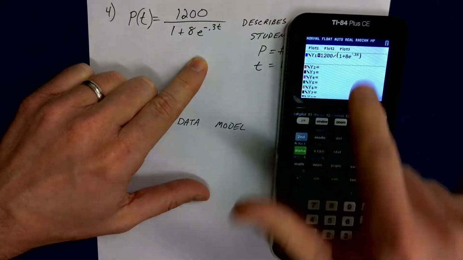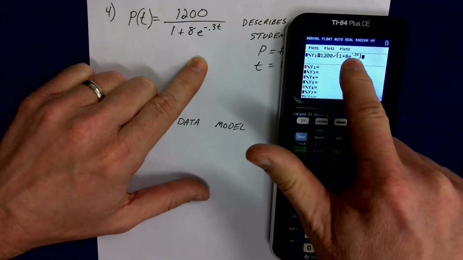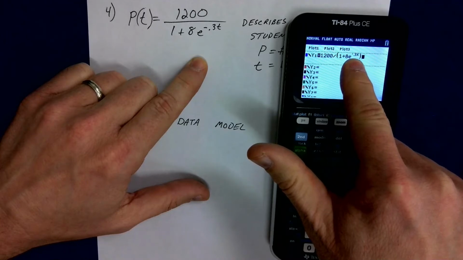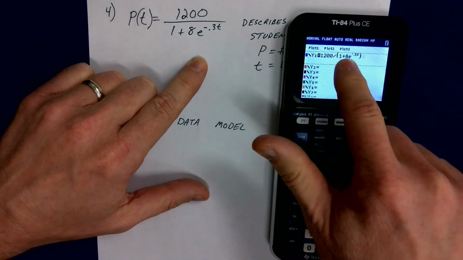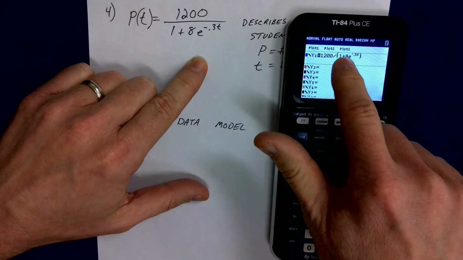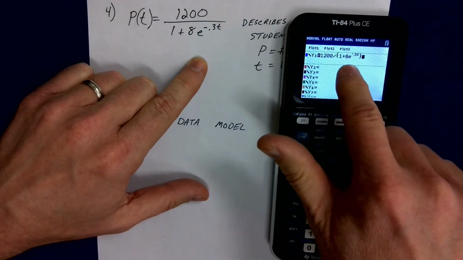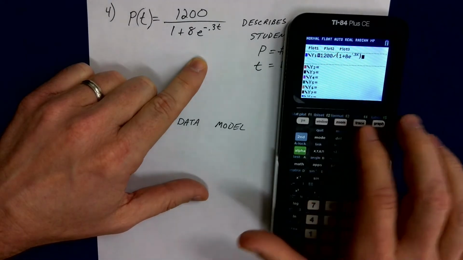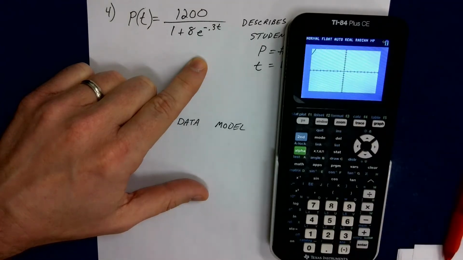Remember, on the older calculators, you might need to put parentheses around your negative 0.3x. But this is what it has to be. Don't put it around 8e, because then it will raise the 8 and the e to that expression. I do not want that. So I'm going to go ahead and hit zoom 6.